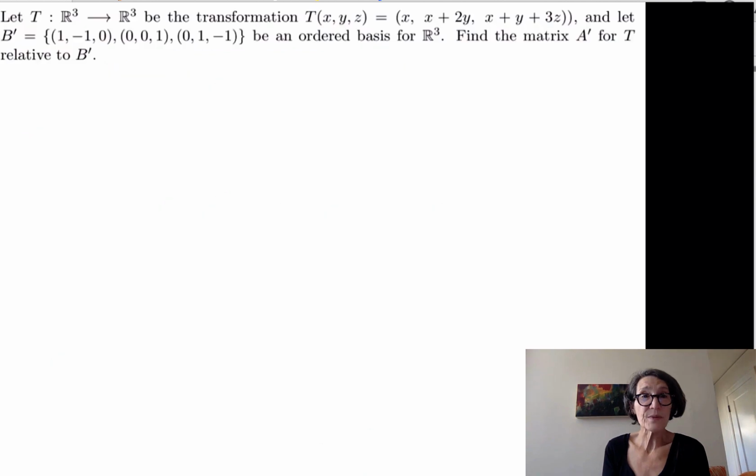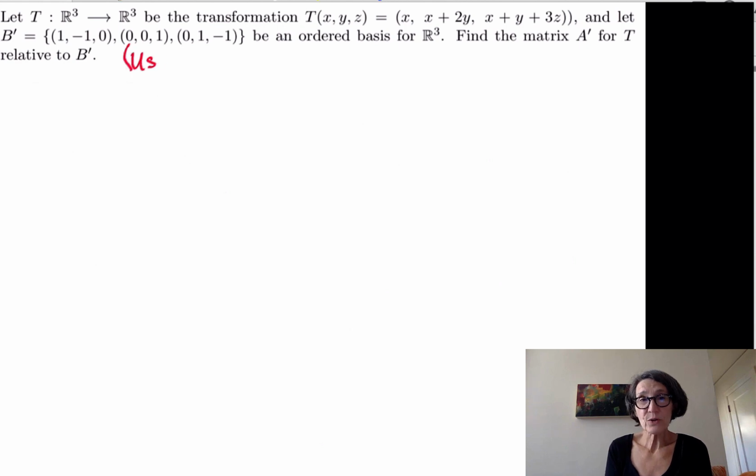Let's look at an example. It says T is a linear transformation from R3 to R3 given by T of the ordered triple X, Y, Z is the ordered triple X, X plus 2Y, X plus Y plus 3Z. And then it says that B prime is this non-standard basis for R3. It's an ordered basis: (1, -1, 0), (0, 0, 1), (0, 1, -1). And then it says, find the matrix A prime for T relative to B prime.